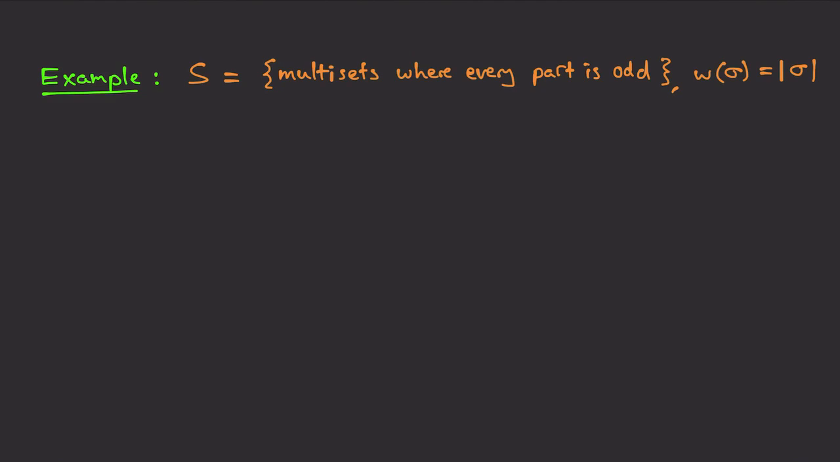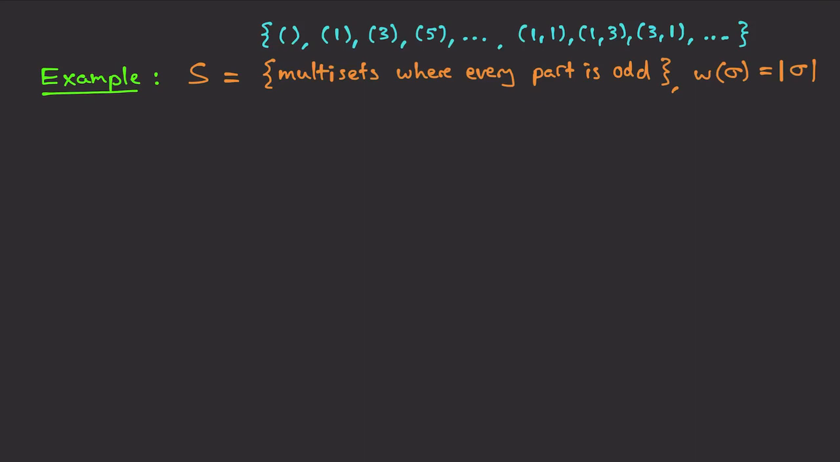This last example is intended to show that this construction can do some very interesting things. Let S be the collection of all multisets where every part is odd. Unlike the last example with multisets, I'm not restricting the number of parts. It can be anything. It's hard to even write out all the elements of S in a sensible order, but some of them are here. Like our last multiset example, the weight of a multiset will simply be its size.